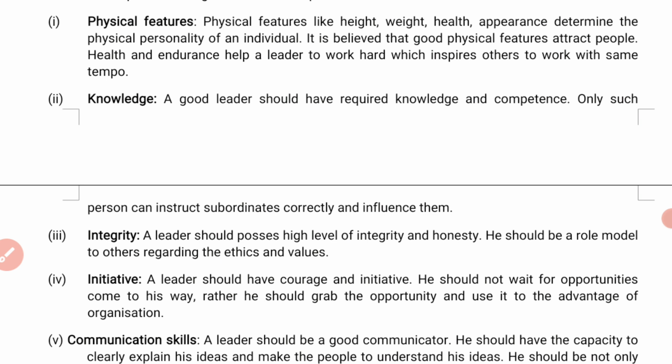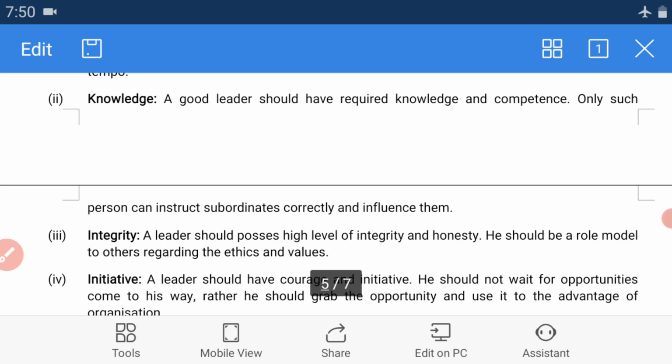To become a good leader, physical feature is also very important. It is believed that good physical features attract people. Health and endurance help a leader to work hard, which inspires others to work with the same tempo. If an employee has a good personality and physical features, it helps to inspire others to do the work in a good way. So this is one of the important qualities, physical feature.